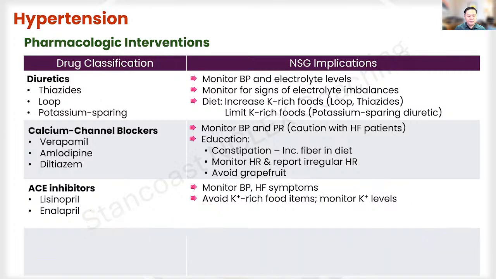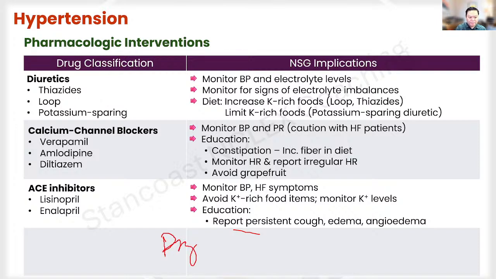Next implication. We're going to have to instruct the patient to report persistent cough. And we are talking about the dry cough. I mentioned this yesterday. Dry cough is persistent when they are taking enalapril or the ACE inhibitors. And the reason for that is the accumulation of the bradykinin in the bloodstream. It can what? Irritate the receptors. That's why they're going to end up with that dry, persistent cough.